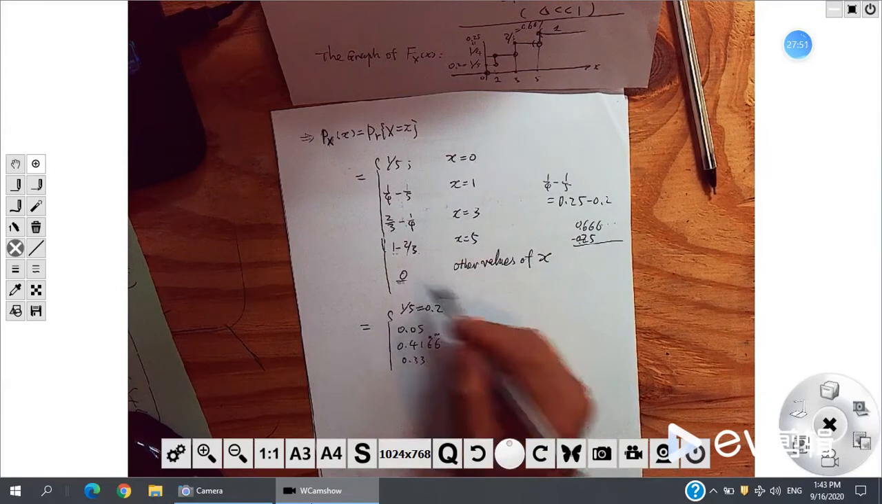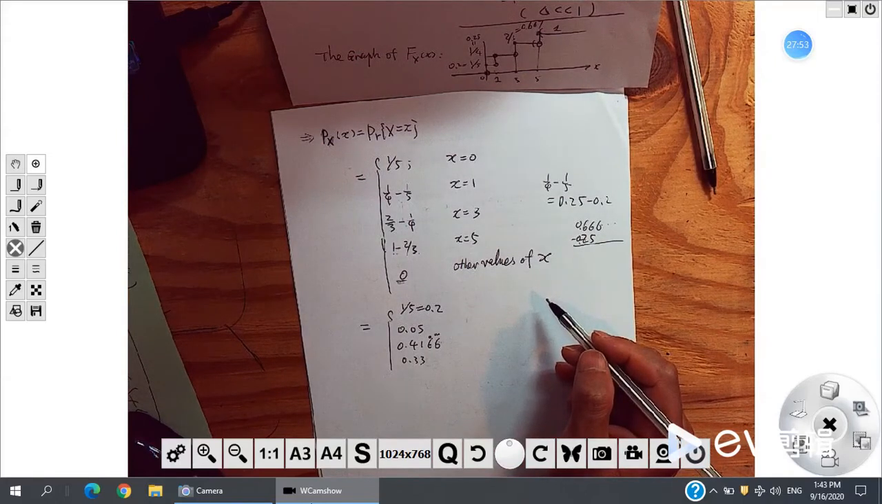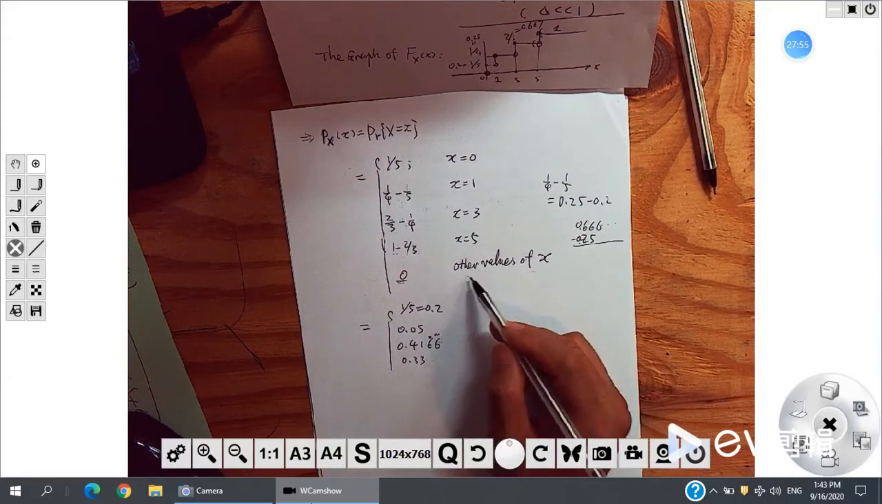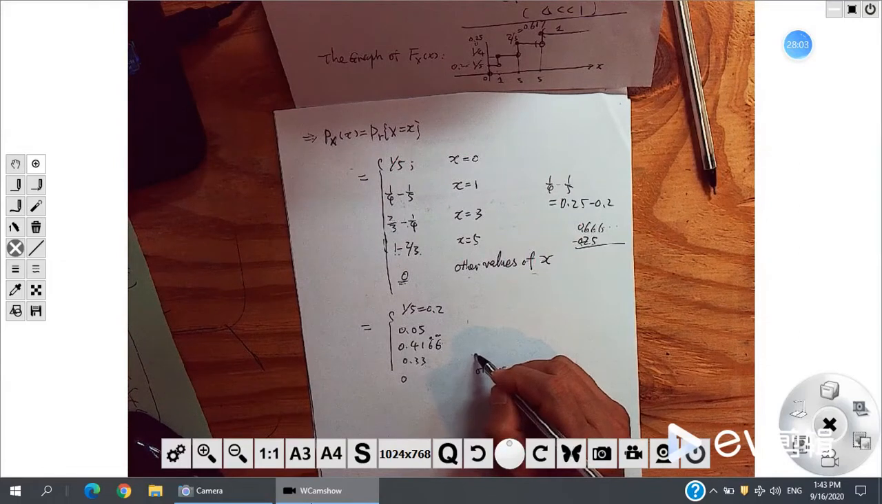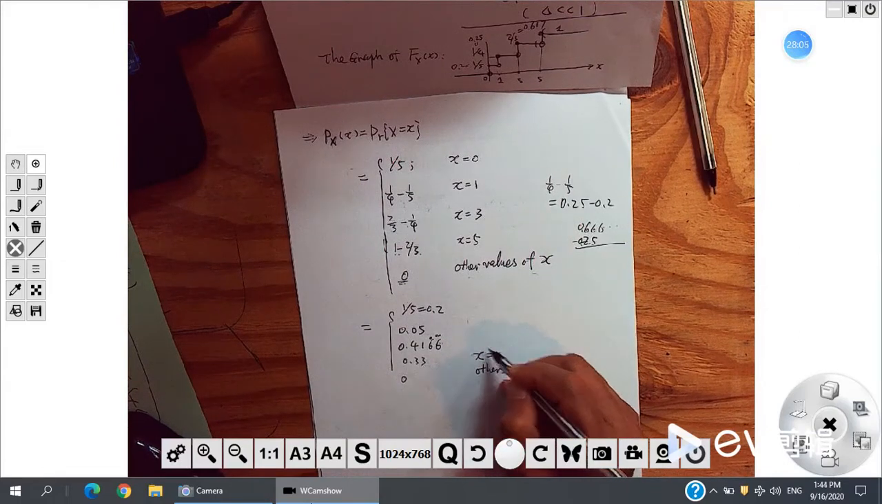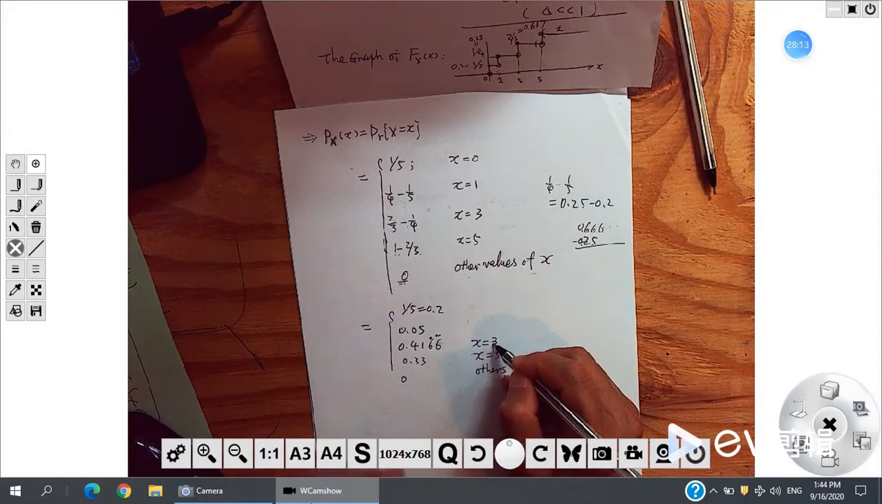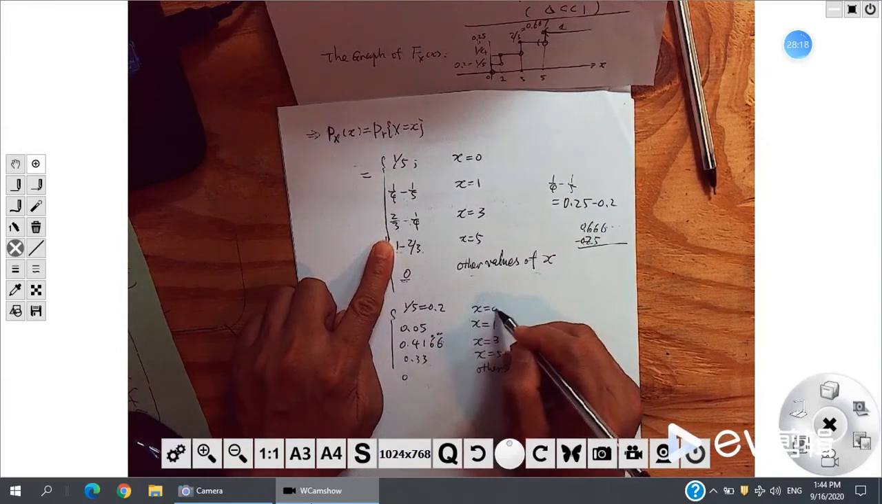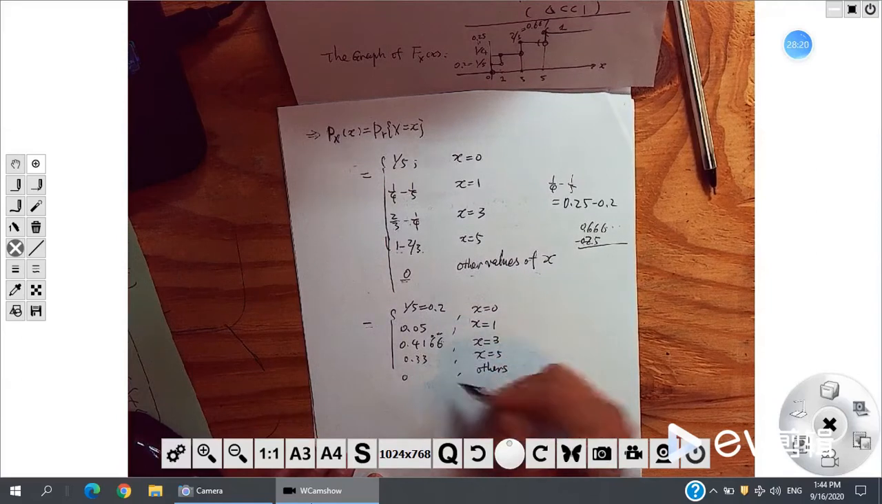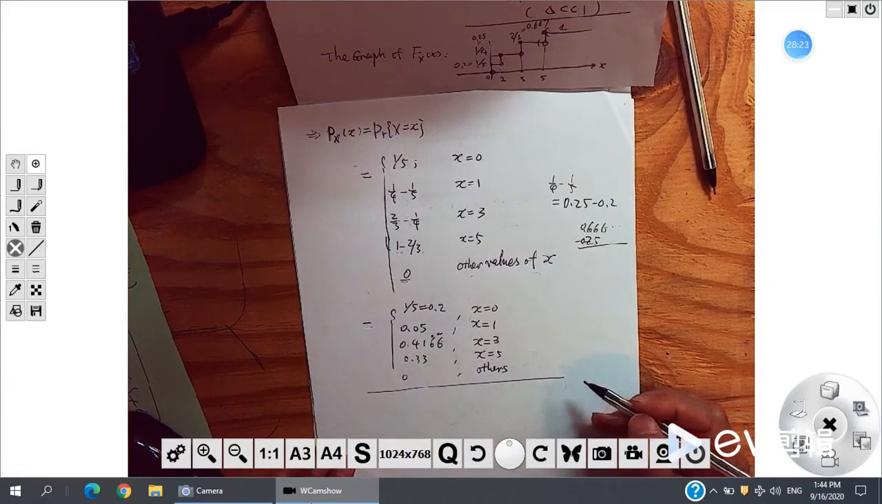And the last one, no last one. Then other values are 0. So this one is x equal to 5, this is x equal to 3, and x equal to 1, x equal to 0. Okay, so the probability mass function looks like this.